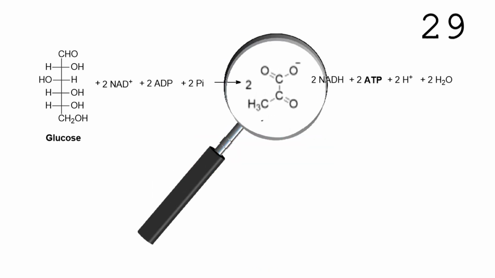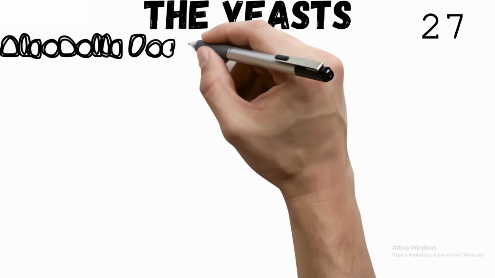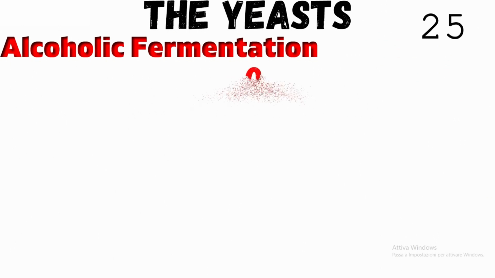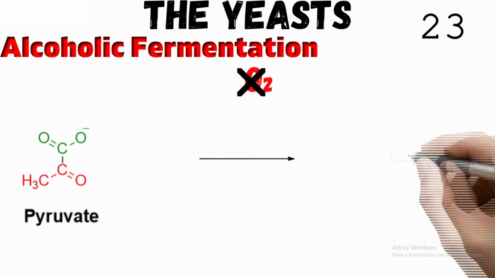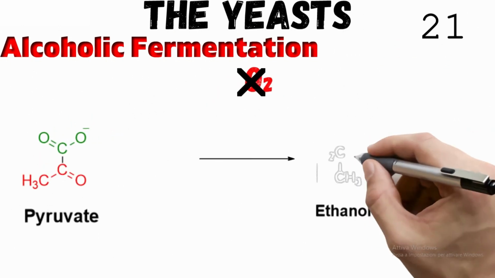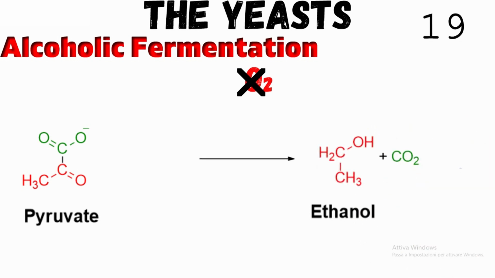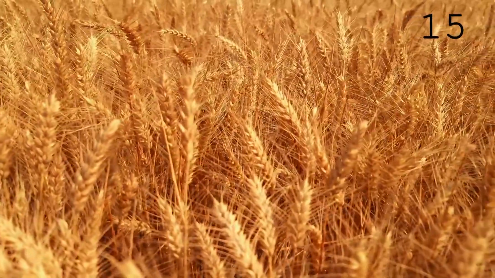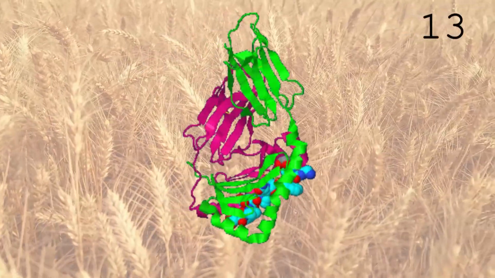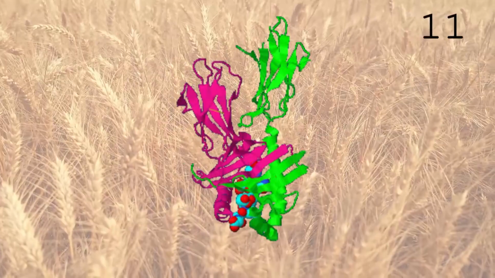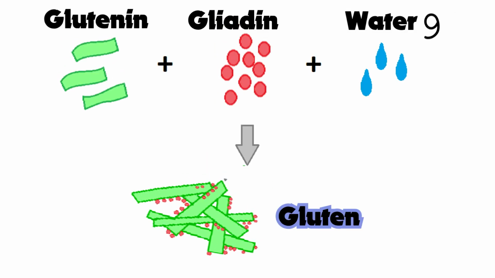Indeed, pyruvate gives rise to alcoholic fermentation under anaerobic conditions. Here, pyruvate loses CO2 and is reduced to ethanol by NADH and enzymes. That's where gluten comes into play. Gluten is a proteic complex made of two proteins, glutenin and gliadin. Both are responsible for the stability and elasticity of the dough.